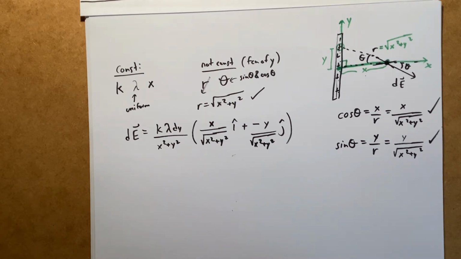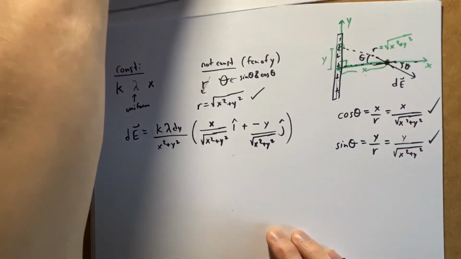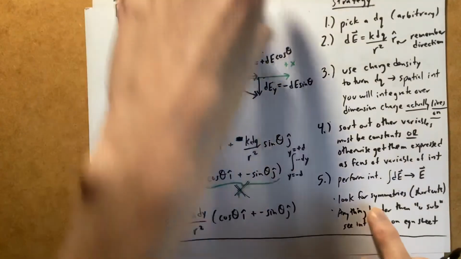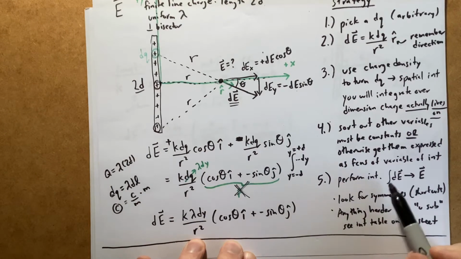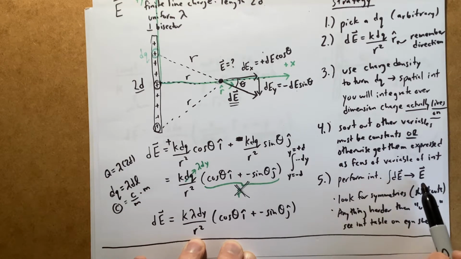and so let's go ahead and move on to step 5, which is to perform the integration. This is where we actually integrate all those little contributions dE from all the little dQs into the total electric field. Now, as you're doing that, obviously look for symmetries, which will get you shortcuts. Work smarter, not harder. If you see that something is easier to do with some sort of symmetry, then do that. I'll show you a couple of those that happen here.